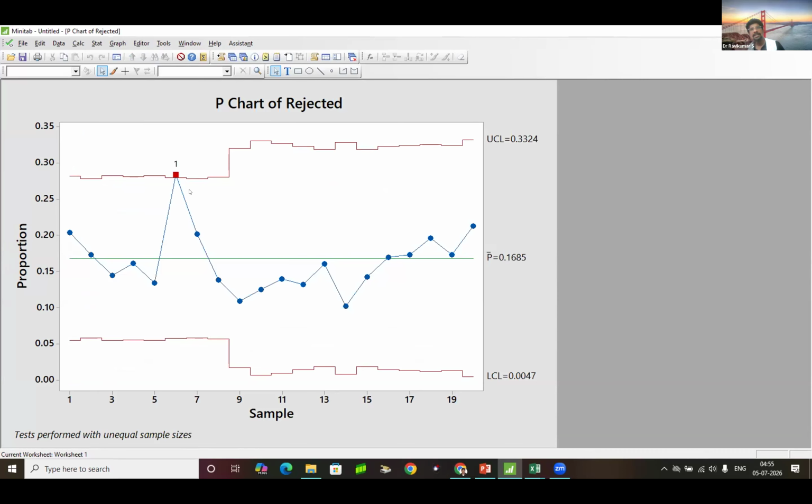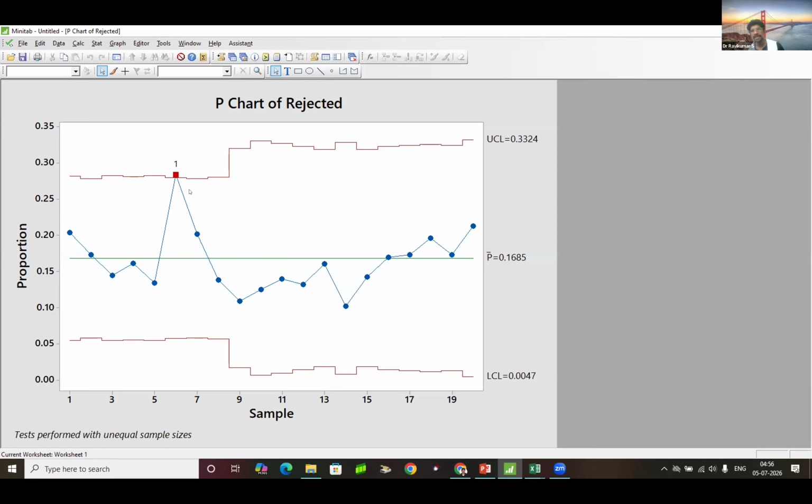So remember, this is the proportion chart of rejections. That is, when you are going to consolidate or find out how many rejections there are, or when the rejections have exceeded the percentage you have fixed, or when the rejections are more in a particular month, or on which day the rejections have exceeded the target, then you can go for this P chart.